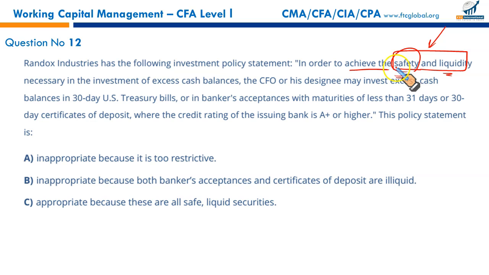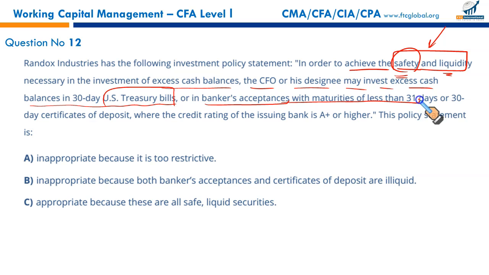So in order to achieve the safety and liquidity necessary in the investment of excess cash balances, the CFO or his designee, the one whom he assigns to his subordinate, may invest excess cash in 30-day US Treasury bills or in banker's acceptances with maturities of less than 31 days, or in certificates of deposit where the credit rating of the issuing bank is A+ or higher.